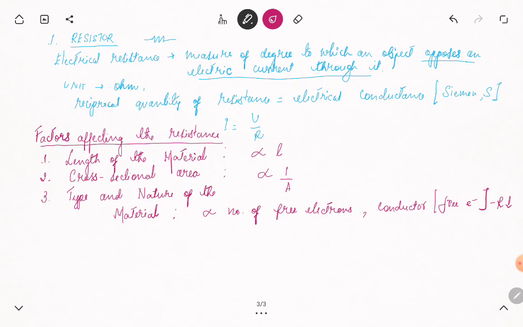Whereas in the case of insulators, we know they do not have free electrons, and in this case you will find that the resistance value is larger as compared to that of the conductor. So that's why the resistance value also depends on the type and the nature of the material.